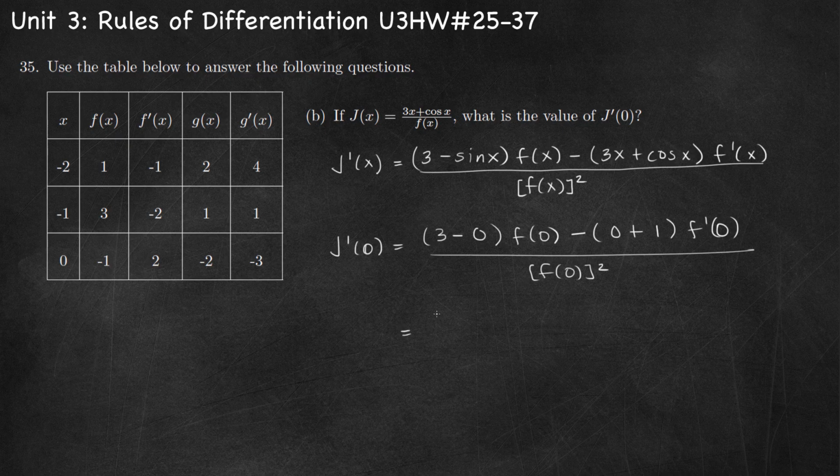Now let's go to the table. So we have 3 times f of 0. F of 0 is negative 1. So 3 times negative 1 minus 1 times f prime of 0. F prime of 0 is 2 over f of 0 squared. F of 0 is negative 1. So negative 1 squared is just 1. So we get in the top, negative 3 minus 2 is negative 5 over 1. So j prime of 0 equals negative 5.